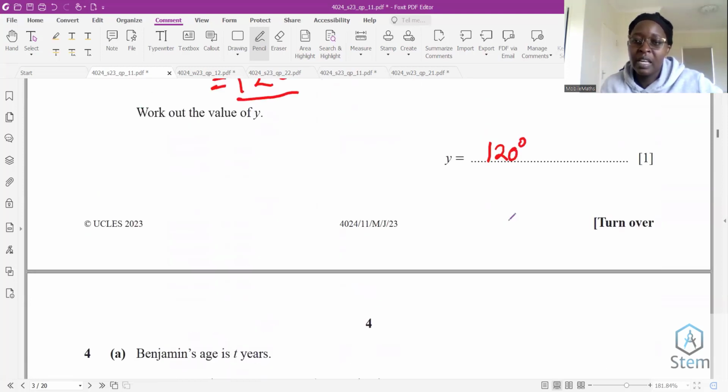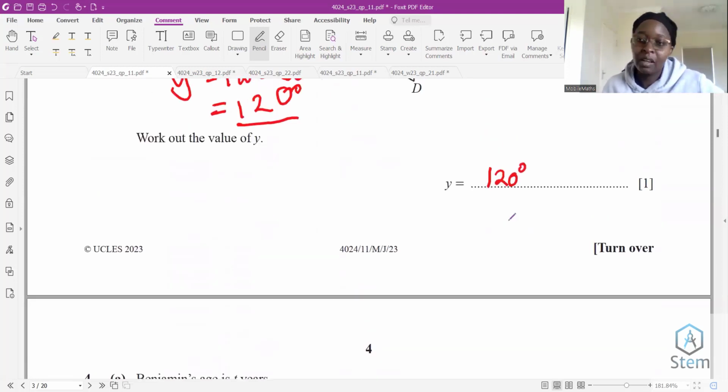Okay, please, you see these questions, they've got 1 mark, 1 mark, 1 mark. Try as much as possible to get all those 1 marks.